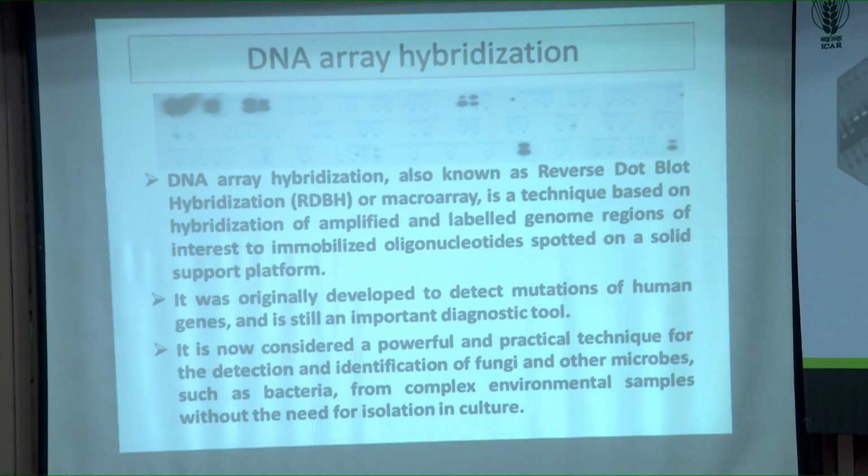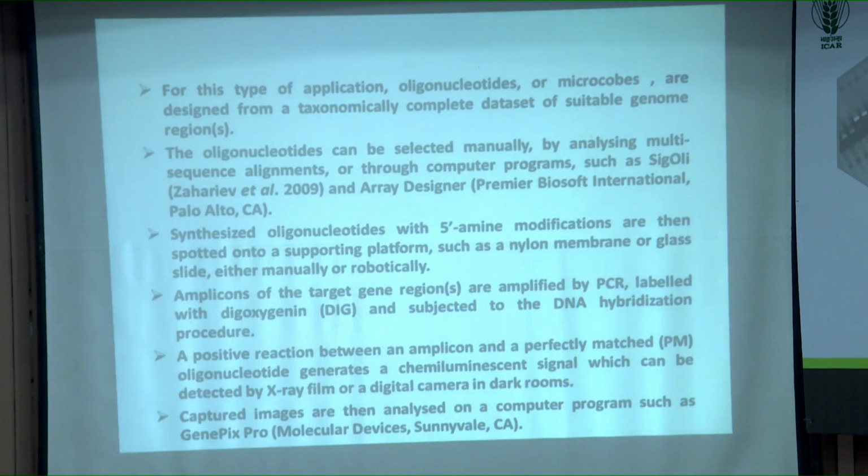Then DNA array hybridization is another method. One is microarray, the other is macroarray, and these are macroarray based detection. DNA array hybridization, also known as reverse dot blot hybridization or macroarray, is a technique based on hybridization of amplified and labeled genome regions of interest to immobilized oligonucleotides spotted on a solid support platform. If that particular pathogen is present, you will get a particular type of coloration or blot, so that you can visualize this and say yes, this particular pathogen is present there. So, this is another technique. I think I do not have more time, so I am going quickly.